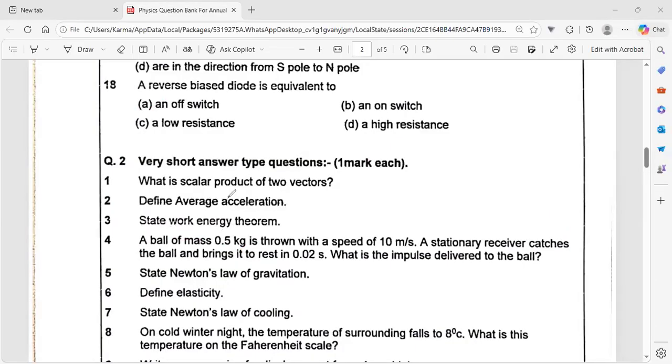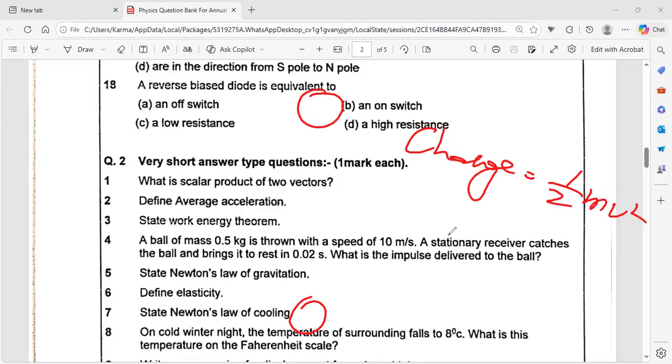Work energy theorem. Whenever there is a change in the energy of a system, the change in energy is equal to the kinetic energy gained by the object, or the change in kinetic energy. That's the work energy theorem.